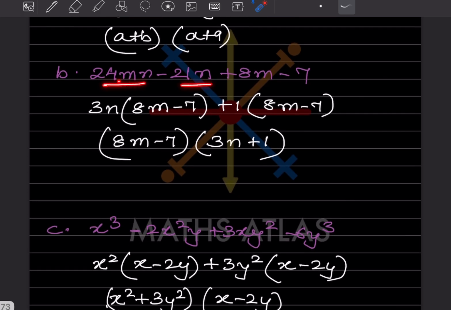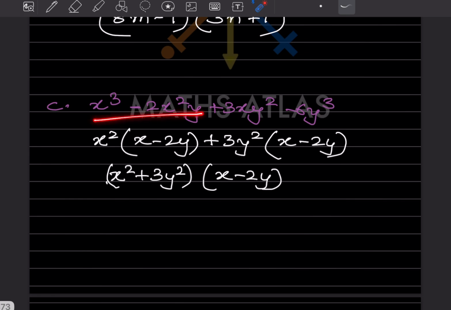Again here there are 4 terms. Again we'll take the first group. From this one we can see that 3 is common. So 3 8s are 24mn. Now this is minus here, this is 21n, so 3 7s are 21n. Now the sign here is plus. Here we can see nothing is common, so we can write 1. So in the bracket will be 8n minus 7. Again the brackets are the same, so this will be 8n minus 7, and this is going to be 3n plus 1.